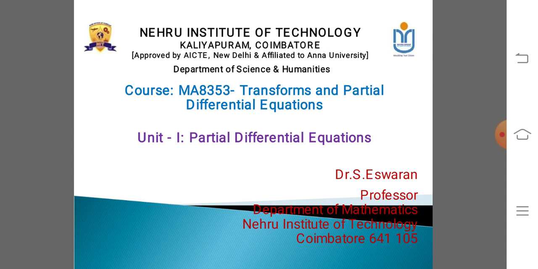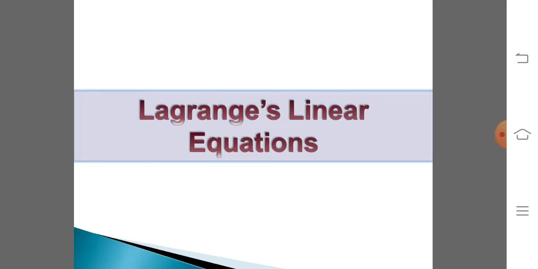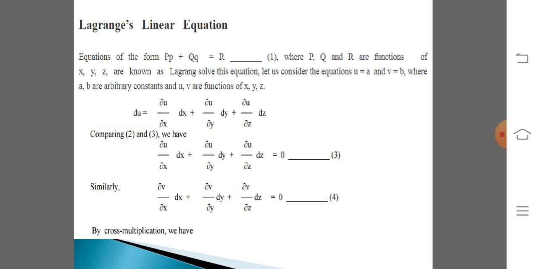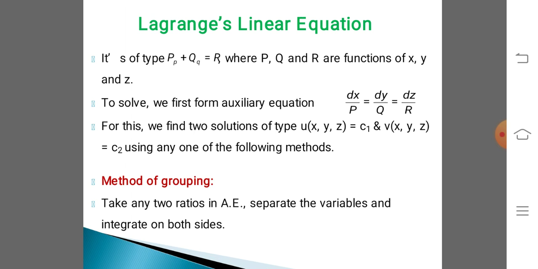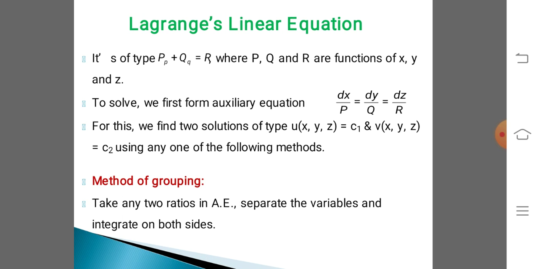So in this video we will see the solution of Lagrange's linear equations. The general form of Lagrange's linear equation is Pp plus Qq equal to R, where capital P, capital Q and capital R are functions of x, y and z. As usual, small p stands for dou z by dou x and small q stands for dou z by dou y.